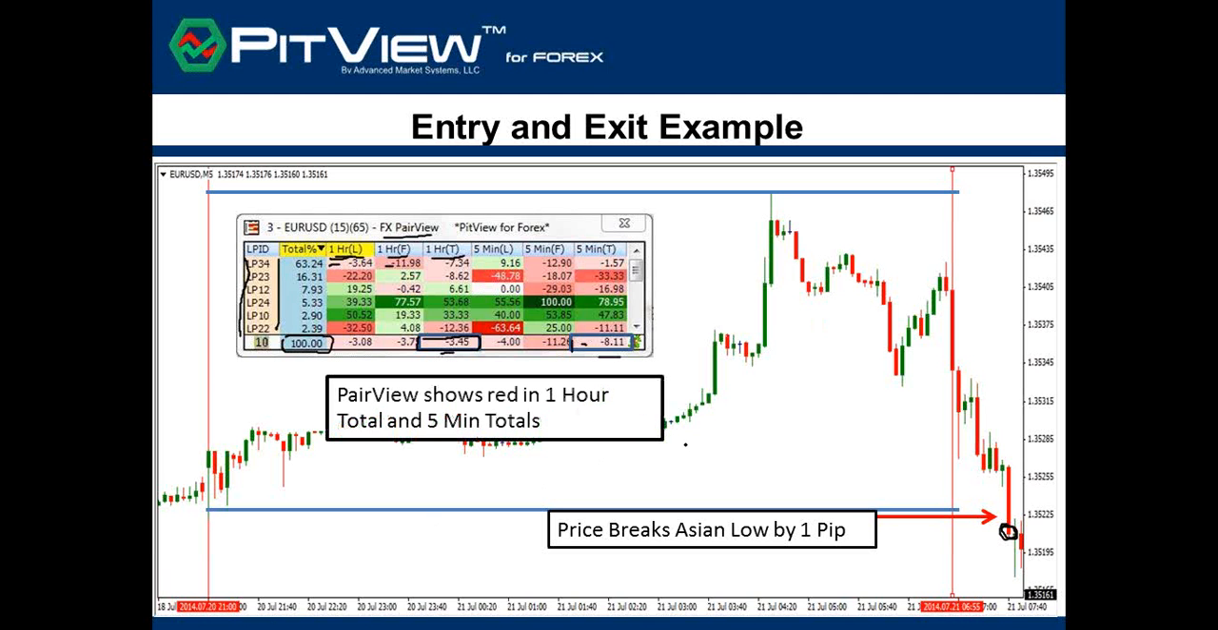So if those two things are lining up, if PairView shows red in the 1-hour total and the 5-minute totals, what would be our action here? Well, that would confirm our entry. It's broke the low by at least 1 pip. PairView is red on the 1-hour. It's red on the 5-minute. We're lined up with the market makers. So we would have a sell entry here at 1.35223, which is 1 pip below the low price during the Asian session.